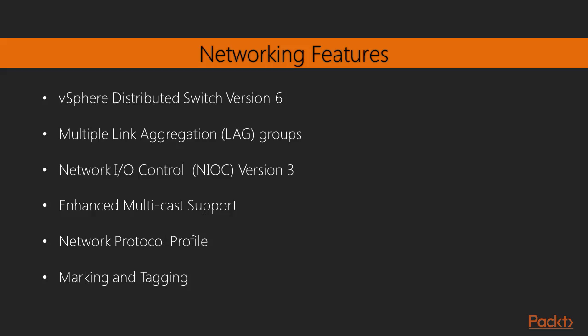Networking features, of course, the vSphere distributed switch version 6 came out. With the vSphere 6, multiple link aggregation groups are now possible, and a new version of network I/O control version 3. We're going to do this in the lab later on as well.